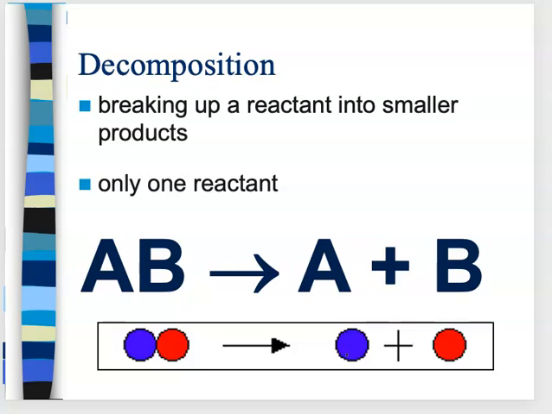Decomposition reaction is breaking a reactant up into smaller products. Frequently, those smaller products are individual types of elements, but they don't have to be. The hallmark of a decomposition reaction is that there's only one reactant. So this is kind of opposite of the synthesis reactions, in that synthesis reactions have only one product, and decomposition reactions have only one reactant.